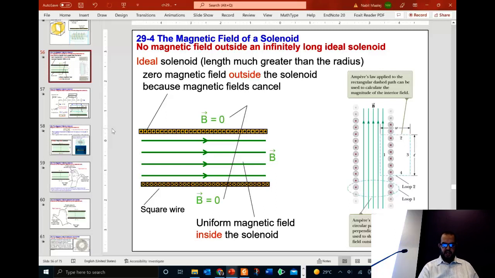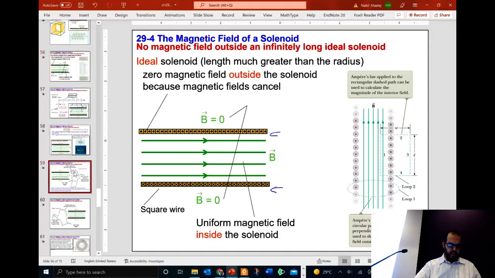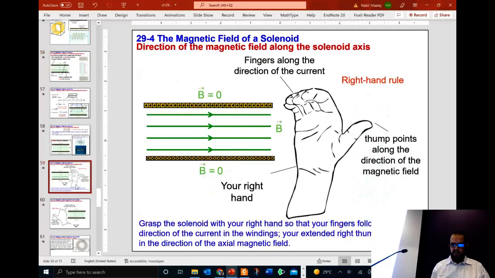So here we're indicating the direction of the current. For example, on the top side, it's out of the page, and on the bottom side of the solenoid it's into the page. So that's how we indicate the direction of the current. And we said, in order to determine the direction of the magnetic field, you point your fingers along the direction of the current, and your thumb will be pointing in the direction of the magnetic field.